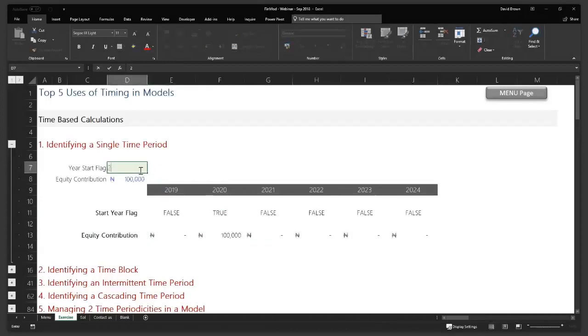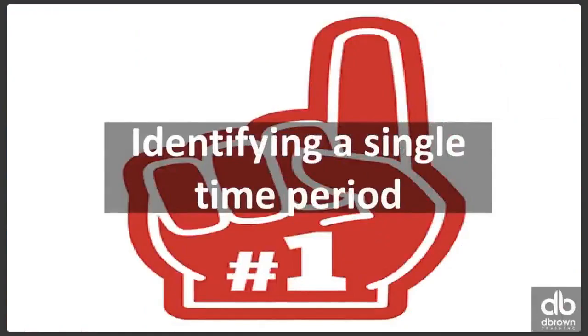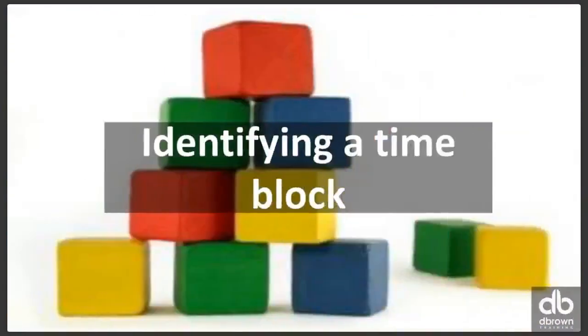2021. So all your user needs to do is type in when equity comes in, and equity will come into your model at the correct time. So that is how you do that. What's the next one? The next one is identify a time block. So identify a time block. That's what we're going to do next.